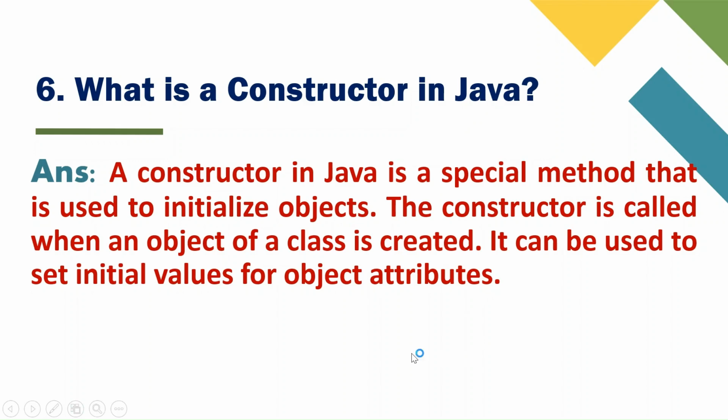Just now I was showing a syntax where on the right hand side there was a constructor calling, and that was called at the time of creating an object. It can be used to set initial values for object attributes. The object attributes are nothing but instance variables. If you want to provide any default value for the particular instance variables, you can go for a constructor.